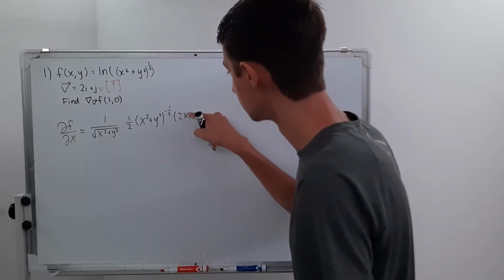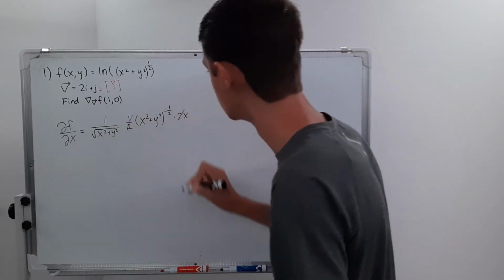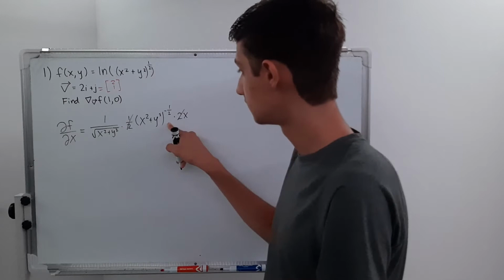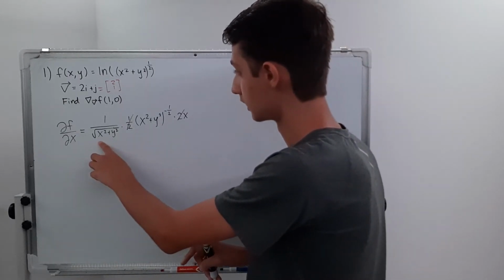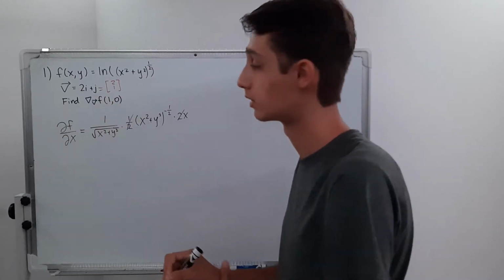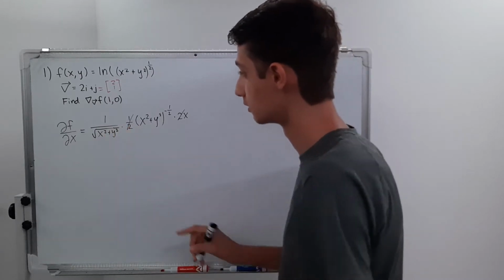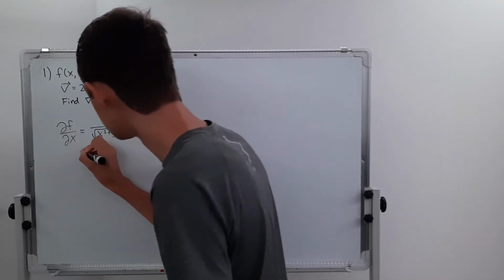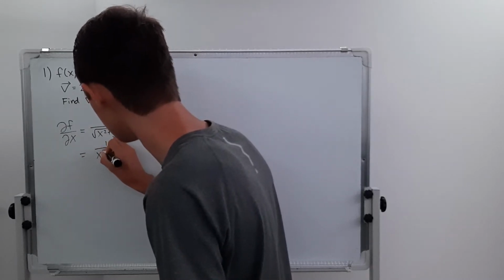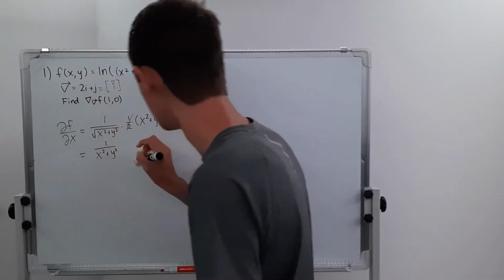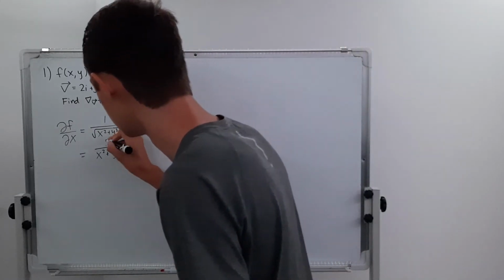I'm going to erase these so that it's easier, because this 1/2 and this 2 cancel out. This is the same as that, because this is also to the negative 1/2 power, since it's a square root on the bottom of the fraction. So we're multiplying it by itself, so it just becomes itself: 1 over x squared plus y squared. And then times our x, which we can't forget, so I'm putting that up here.